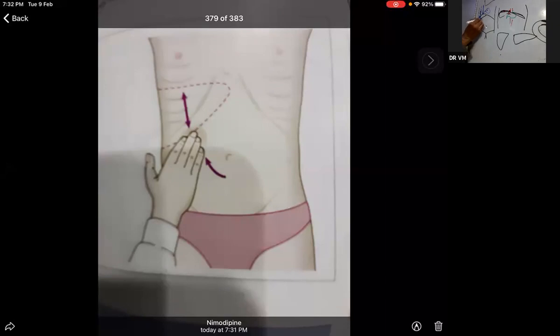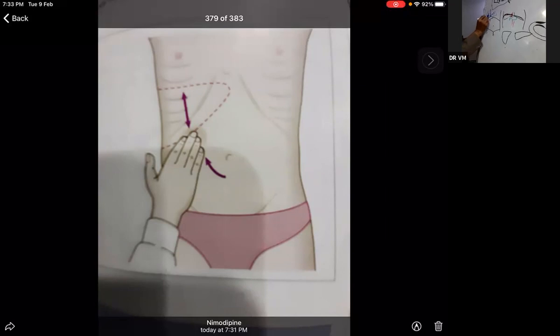You don't palpate the liver normally, but if you are able to palpate the liver, that means it is either enlarged or pushed down. So all palpable livers need not be enlarged livers. Sometimes the liver may be pushed down because of some lung pathology or some massive pleural effusion. Massive pleural effusion, the liver is pushed down.